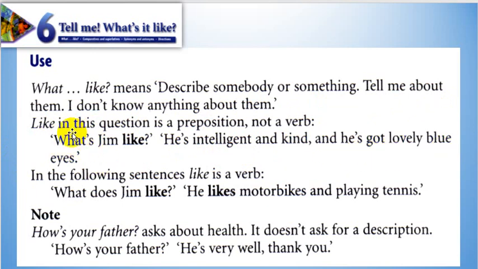Here like in the question doesn't mean love, it is not a verb, but means how is he or describe him to me. Okay, so the answer is a description. He's intelligent and kind. He's got lovely blue eyes. In the following sentences, like is a verb. What does Jim like? What does Jim like is different from what's Jim like. What's Jim like means describe Jim to me, his personality. What does Jim like means what does Jim love. He likes, here like acts as a verb, he likes motorbikes and playing tennis.